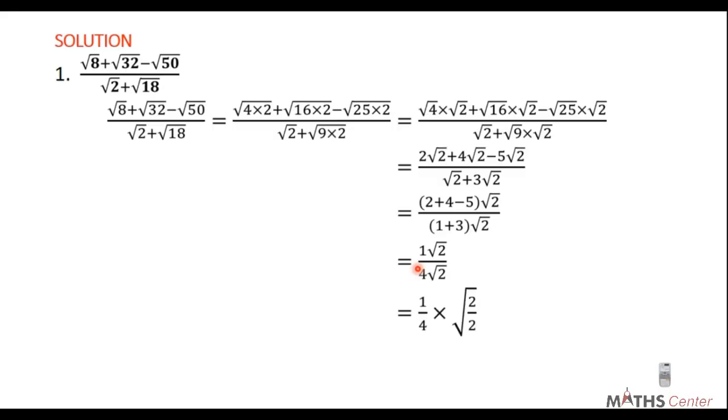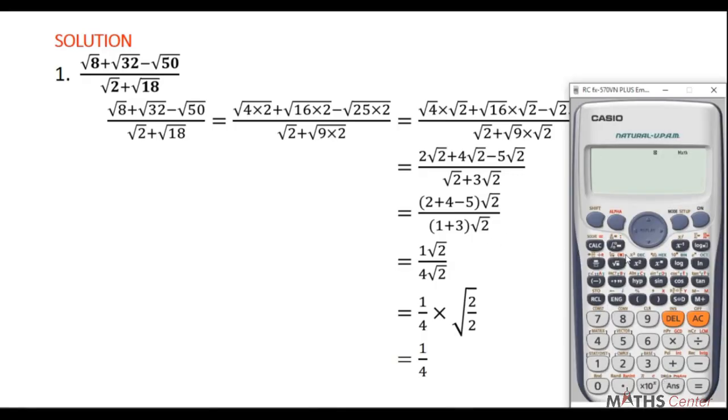Now we can see from here that this is the same as 1 over 4 times square root of 2 over square root of 2. You know that square root of 2 over square root of 2 is square root of 2 divided by 2. Now 2 will cancel 2 to give us 1. So you are going to have square root of 1. Square root of 1 is 1. So you are going to have 1 over 4 times 1, which will give us 1 over 4. Now if you try doing this on your calculator, you see that the final answer is going to give us 1 over 4. So let's try and use our calculator to confirm our answer.